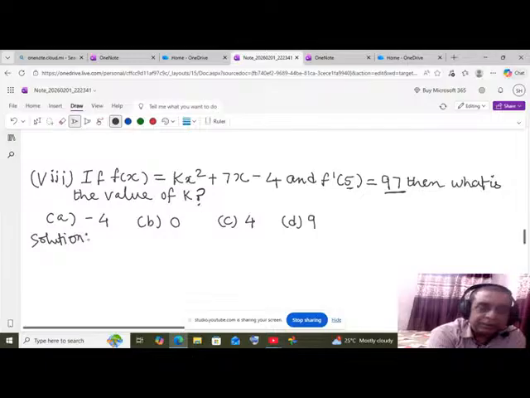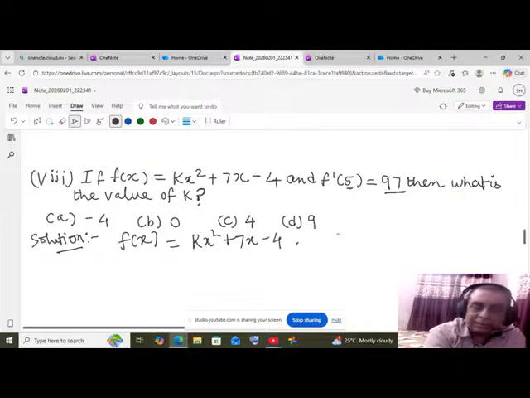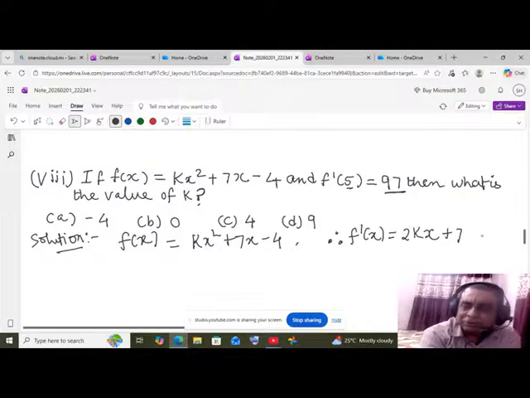Now see here, the function is given like this, please follow it: kx squared plus 7x minus 4. So what is f dash x? Differentiate it. The power of x will come down and be multiplied with k, and the power of x will decrease by 1, so it will become x. Now 7x differentiated is 7, and 4 is a constant, its differential coefficient is 0.